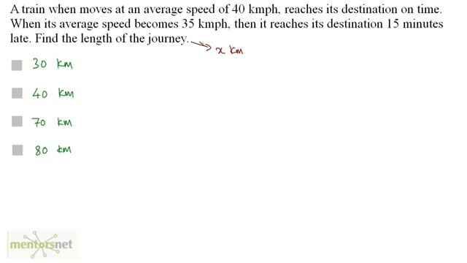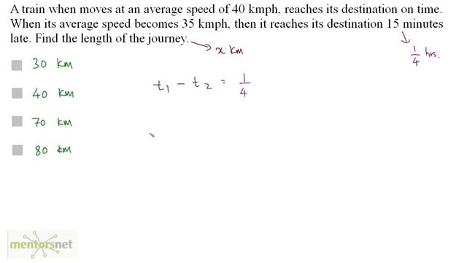And we have been given that when the average speed becomes 35 km per hour, the train reaches the destination 15 minutes late. Let us convert this 15 minutes to hours. Well, 15 minutes is 1 by 4 hours. Now what we can do is take the difference of the time when the train travels at 40 km per hour and when the train travels at 35 km per hour, and that will be equal to 1 by 4 hours. So t1 minus t2 is equal to 1 by 4.